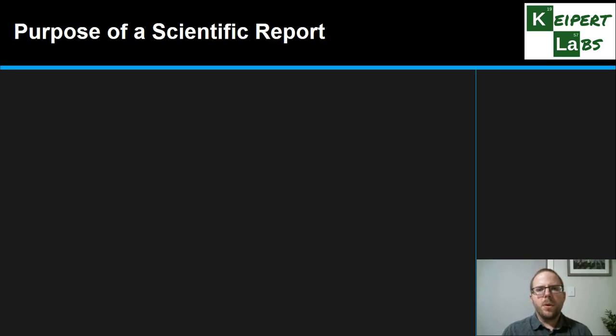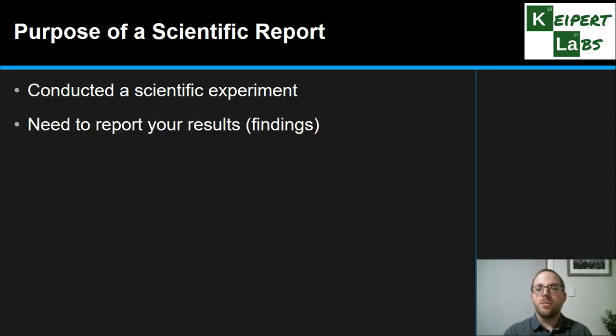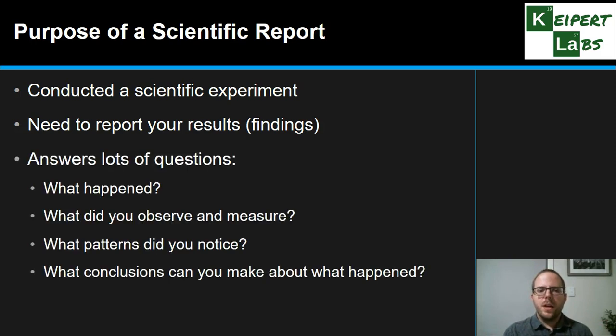Okay, so why would we bother writing a scientific report? Well, essentially, you've conducted a scientific experiment. You've designed it, you've planned out this investigation, and so you need to report on your results, what we would call your findings. So you need to sum up what happened and how it went. And the report format, the way that we actually write one, helps to address or answer lots of different questions about your experiment.